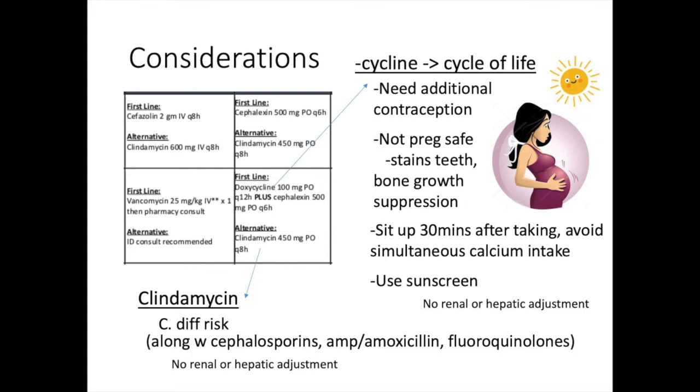And then lastly, doxycycline, you think of the circle of a sun. So doxycycline is going to make people more sensitive to the sun and much more likely to get sunburned if they're out in the sun. So they definitely want to use sunscreen or avoid the sun while they're on it. Now, with all of those things to keep in mind with doxycycline, we actually don't have to adjust for renal function or any hepatic function. So you at least have that positive of it.